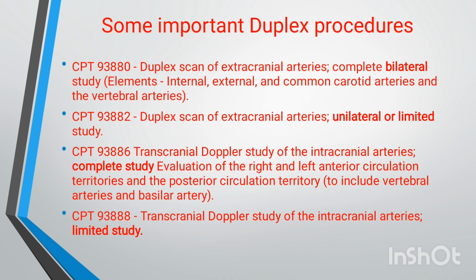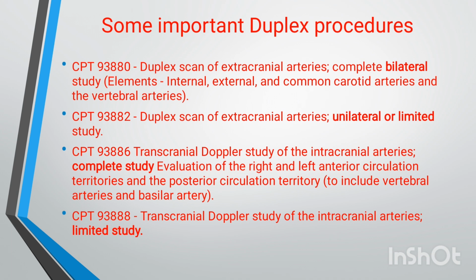There are some important duplex procedures which are mentioned below. CPT 93880, which is the duplex scan of carotid arteries. These are also known as extracranial arteries. These extracranial arteries are present in the carotid region or the neck region. And in order to code CPT 93880, we require a few elements, which are internal, external and common carotid arteries, along with the vertebral arteries, which must be documented in the report in order to code CPT 93880.